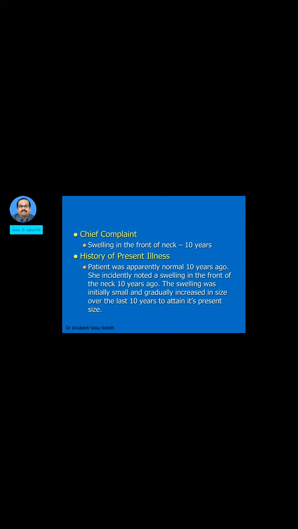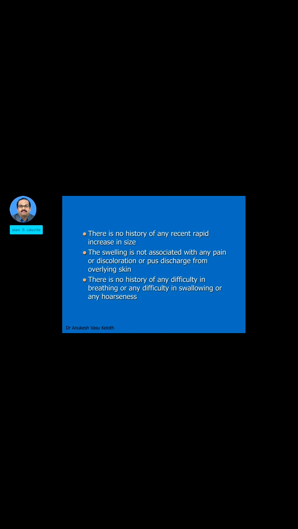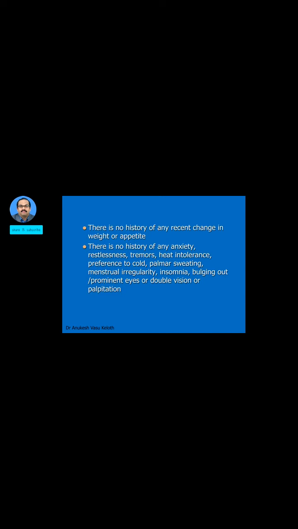History of present illness. Patient was apparently normal 10 years ago. She incidentally noted a swelling in the front of the neck 10 years ago. The swelling was initially small and gradually increased in size over the last 10 years to attain its present size. There is no history of any recent rapid increase in size. The swelling is not associated with any pain or discoloration or pus discharge from the overlying skin. There is no history of any difficulty in breathing or any difficulty in swallowing or any hoarseness. There is no history of any recent change in weight or appetite.